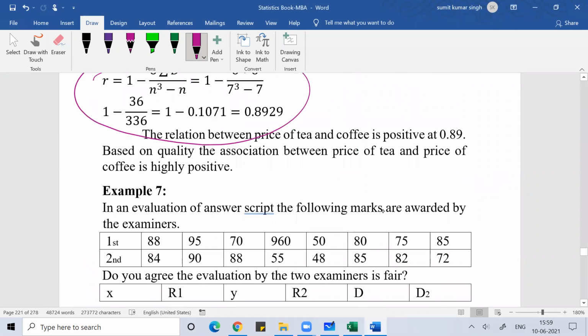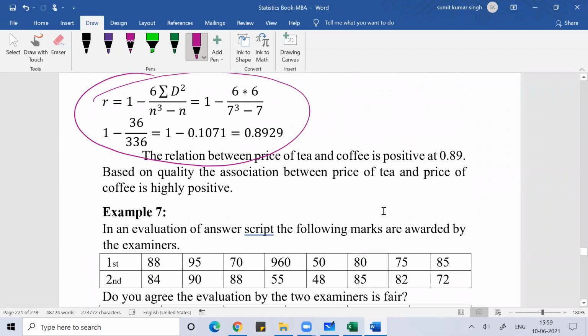Done, everyone? Now do this question. Do this example 7 by yourself. Find the answer of r.